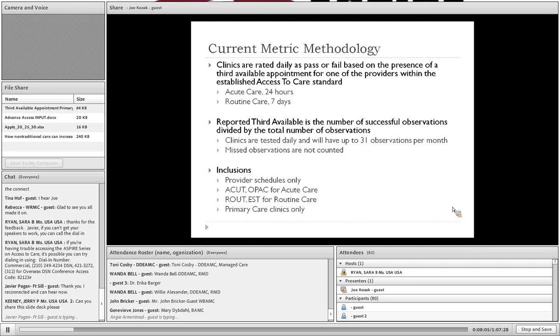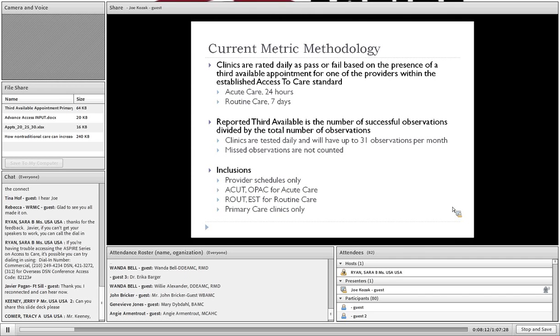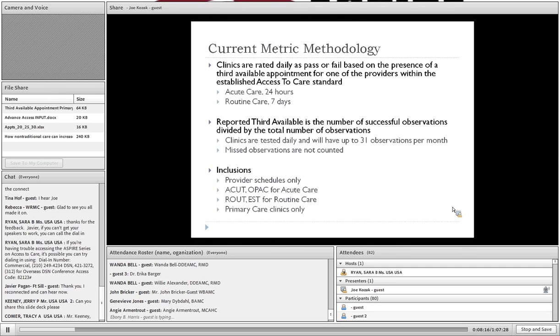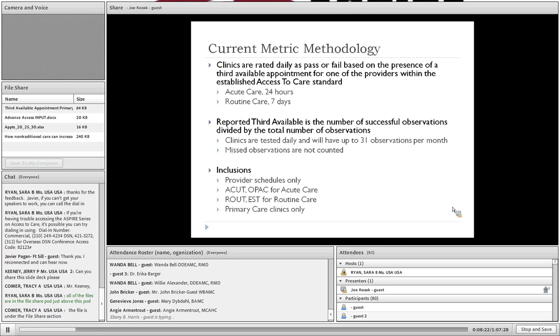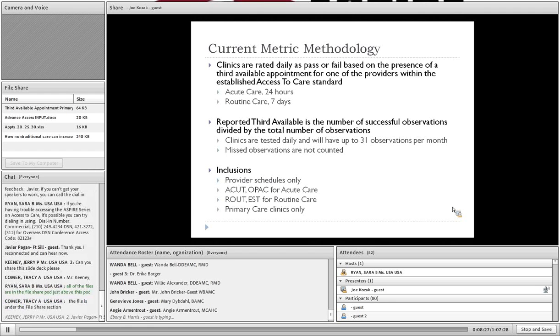Missed observations were not included in the count. It included provider schedules only. It included acute and OPAC under the acute care, and routine and established for routine care. Now, anybody that's looked at this metric has noticed that the way it's actually reported out today is there is a column for routine and then a column for routine established.